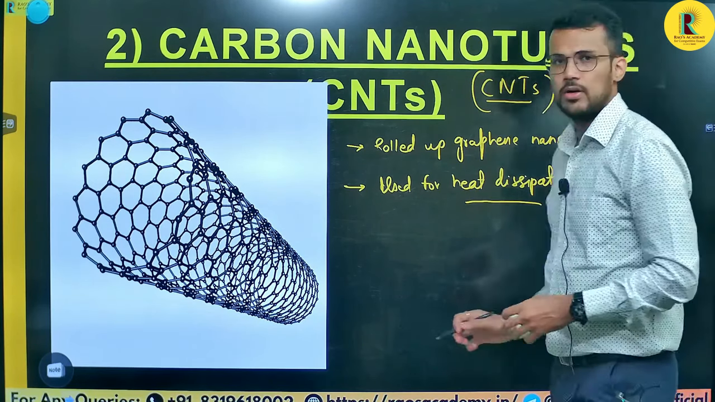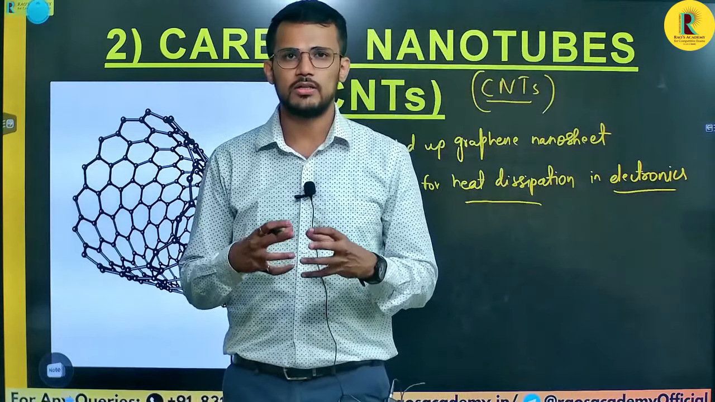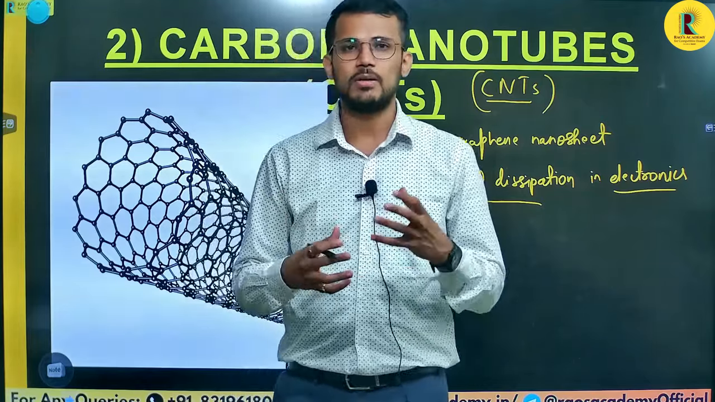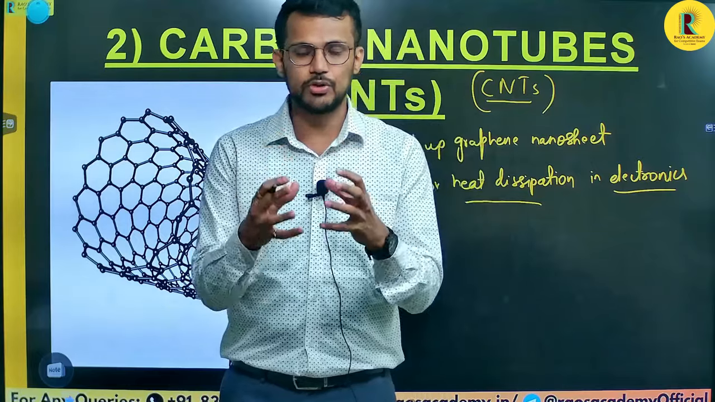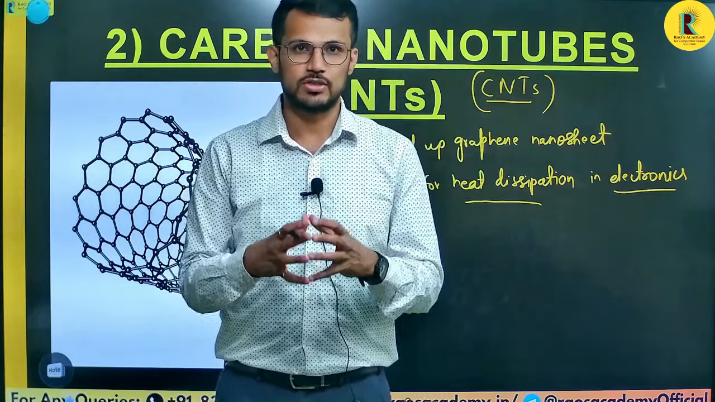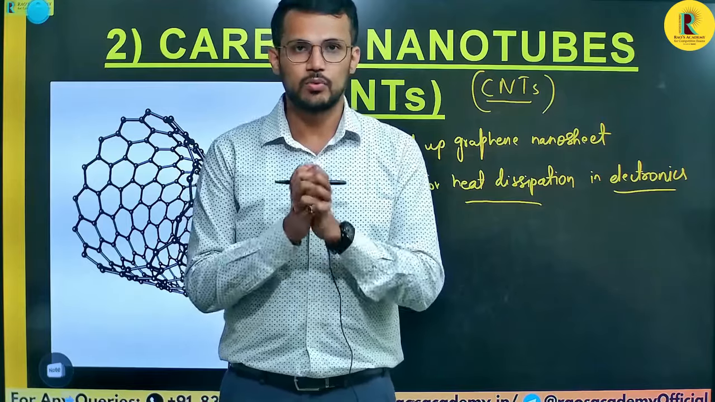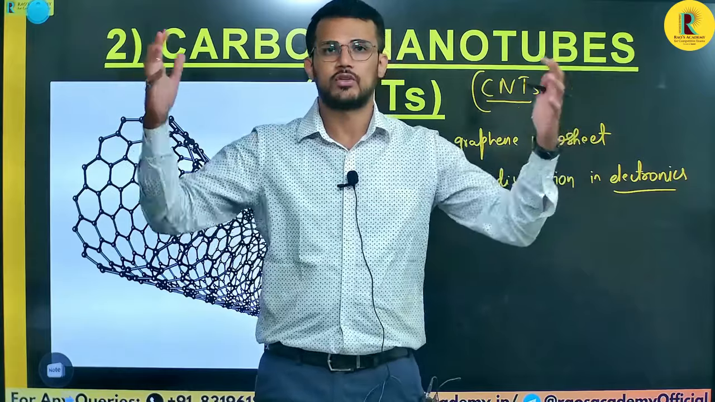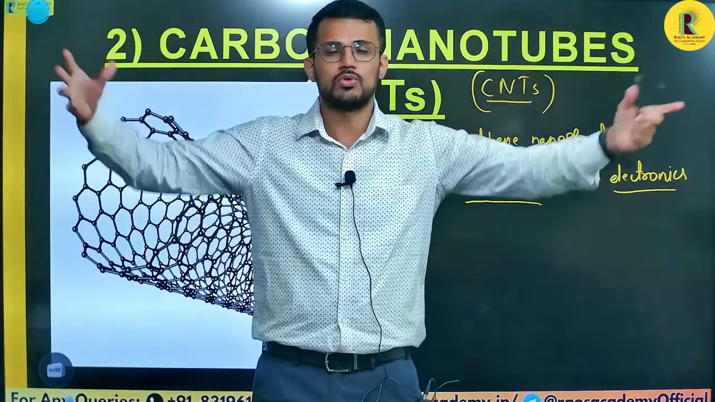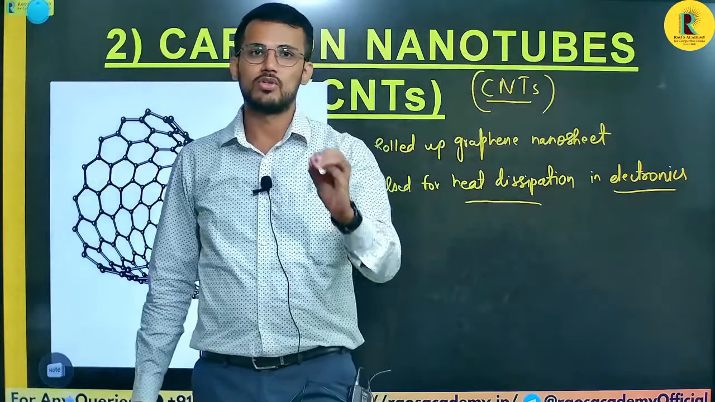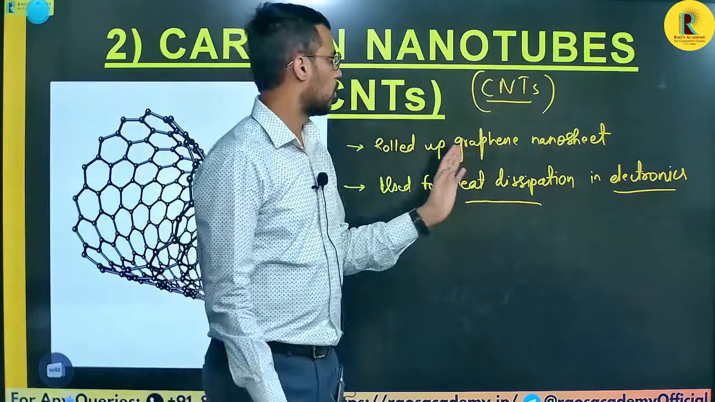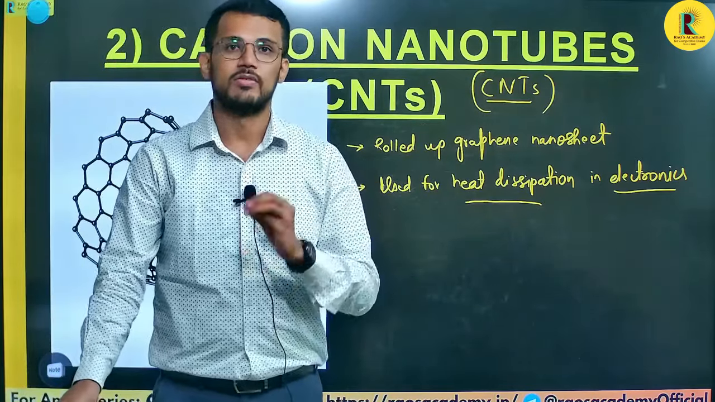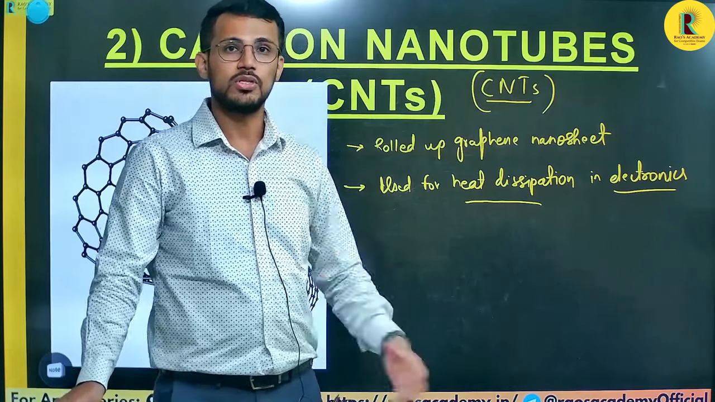Heat dissipation in electronics, right? Whenever we use electronic devices, over the usage they become hot. For example, if you use a laptop for a very long period of time, it becomes hot. That heat reduces their efficiency. So we can use carbon nanotubes, which will dissipate heat from those electronic devices so that their performance is not compromised. These days for electronic devices we can use CNTs.